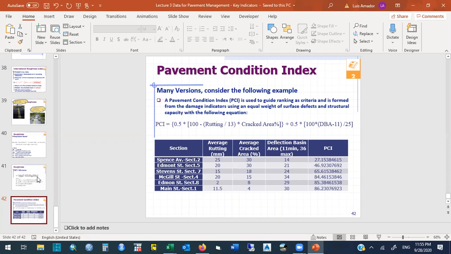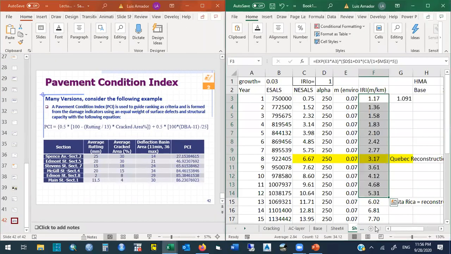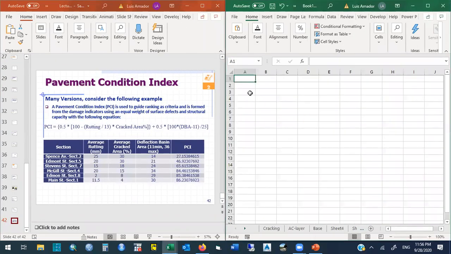So pavement condition index, although it sounds nice, and you have heard about this many times, you keep on hearing this because this is what everybody uses to communicate to the public at large. It's not something we use to make decisions, because I could have different combinations and this can give me different pavement condition index values. So for instance, imagine I have, I'll just take this one.